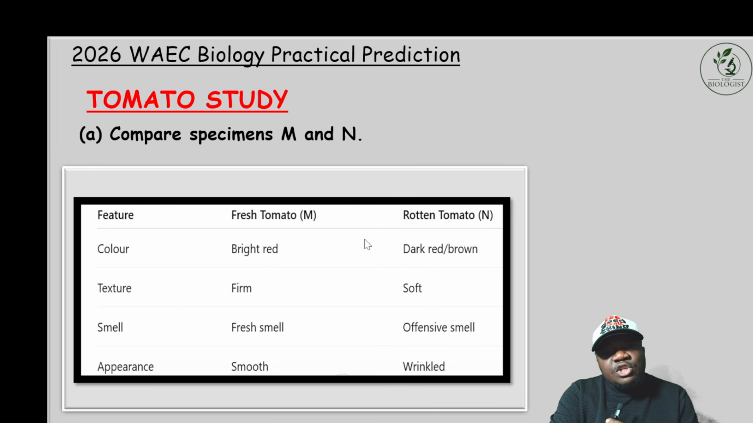And tomato study. The next thing we need to learn about tomatoes: I just want to give you a table that gives you an overview of both specimens M and N. So we have your fresh tomato and your rotten tomato. For color, we have bright red for the fresh one, and dark red-brown for the rotten one. Texture: firm for the fresh tomatoes and soft for the rotten tomatoes. You talk about the physical features of both. Then the smell: fresh smell from the fresh one, and an offensive smell from the other. The appearance of the fresh one is smooth, while the rotten one is wrinkled.